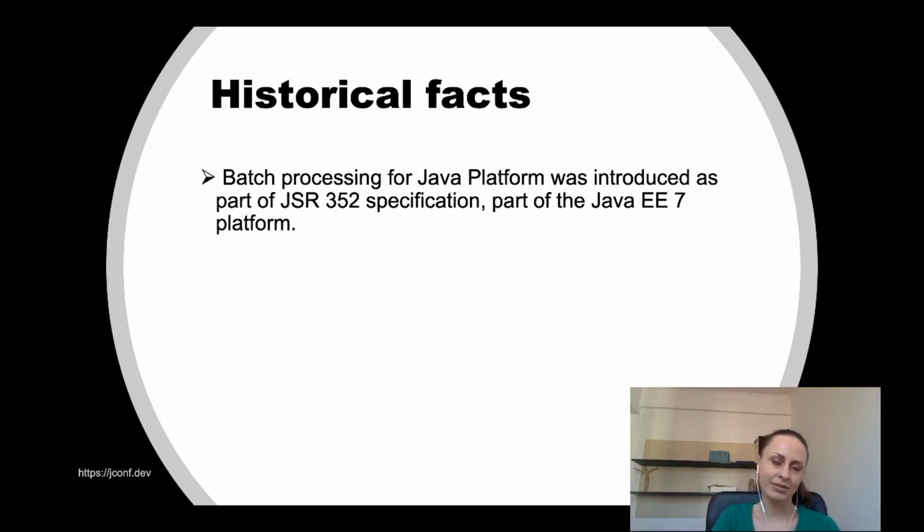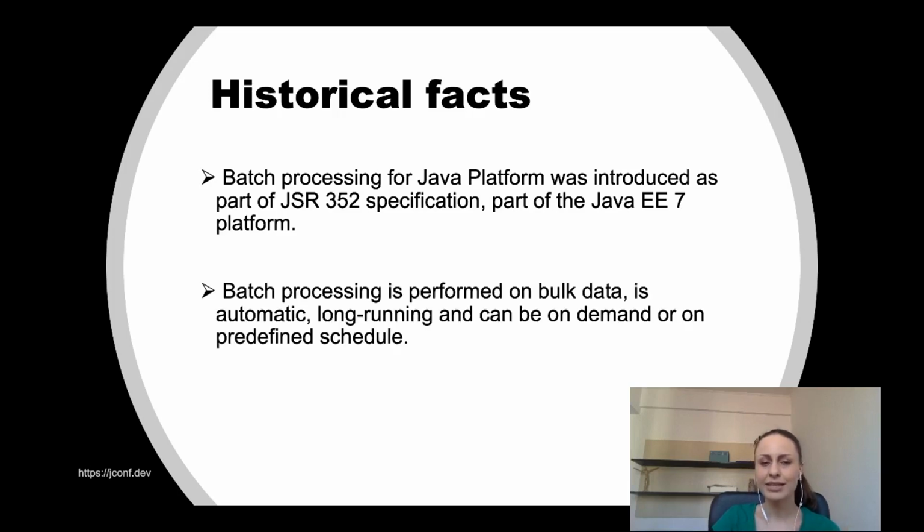I can say that that meant a great deal for me because I was a developer working on Java EE 6 and then moving to Java EE 7. And when working with batch applications, that meant a lot for me in terms of improvement of my work and making things easier. And secondly, for those of you that are not aware of what batch processing means, batch processing means performing a long-running operation or operations on bulk data, doing it automatically, and doing it on demand or on a predefined schedule.